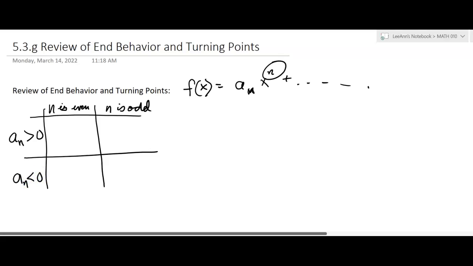Well, if it's positive and it's even, then they're both going to be going up to the left, up to the right. If the leading coefficient is negative, but n is even, then they're both going down, down to the left, down to the right. If n is odd and the leading coefficient is positive, then it's going to be down to the left, up to the right. And then finally, if the leading coefficient is negative and it's odd, it's going to be the other way, up to the left and down to the right.